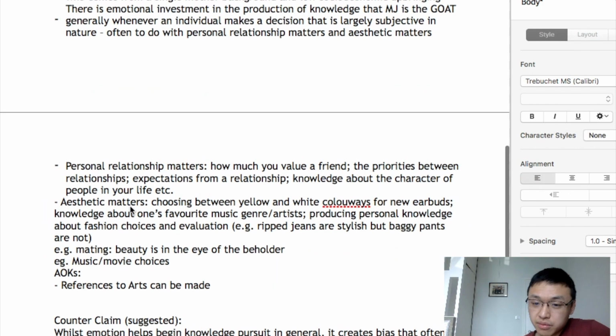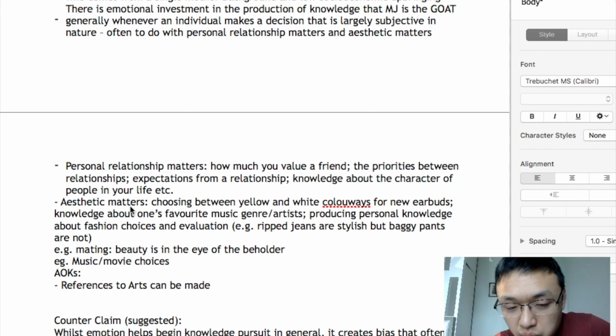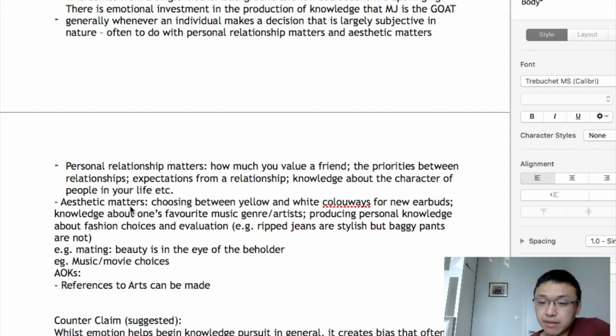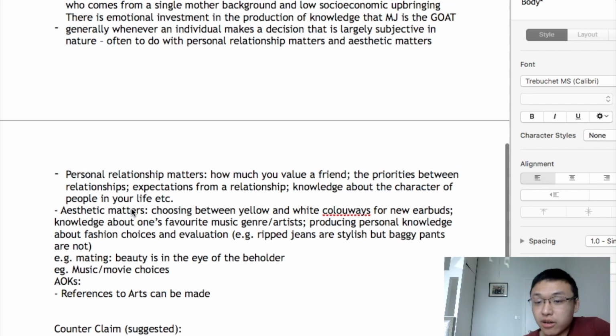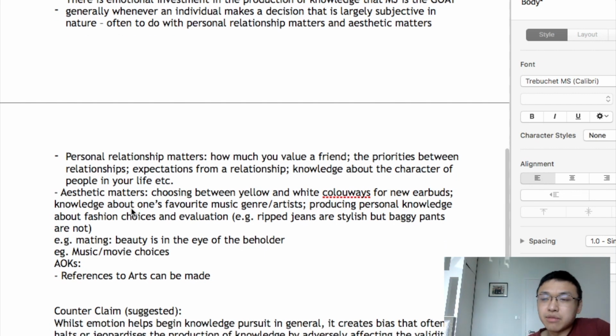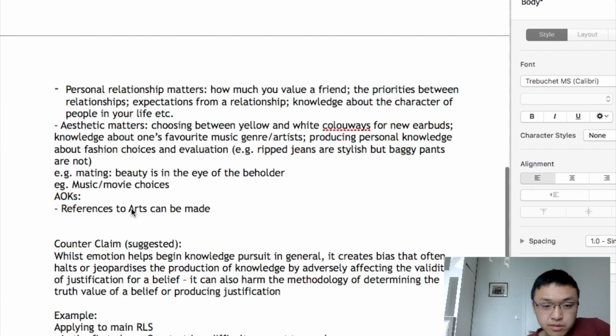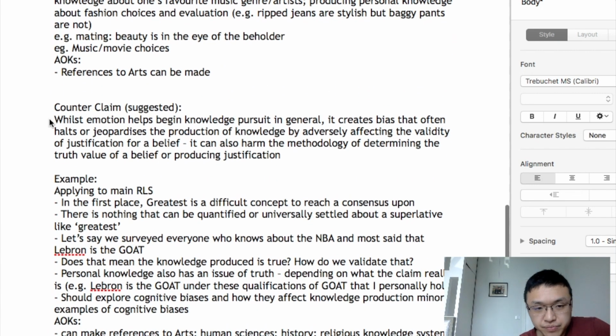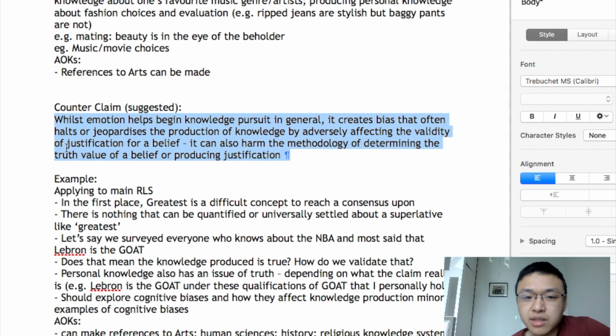Okay, it's also very important for each claim that you link it to a certain area of knowledge. So besides personal knowledge, you can use arts, right? So in arts, emotion affects how we interpret a certain art piece, and therefore it affects our knowledge about arts, right?